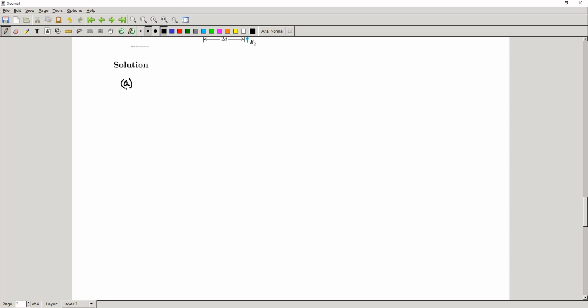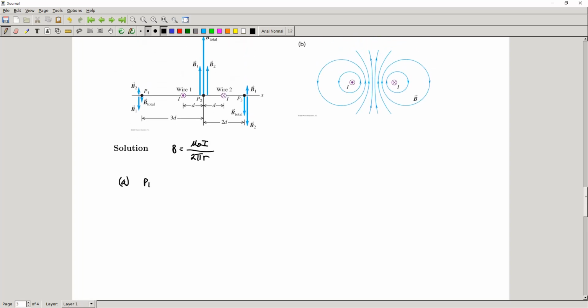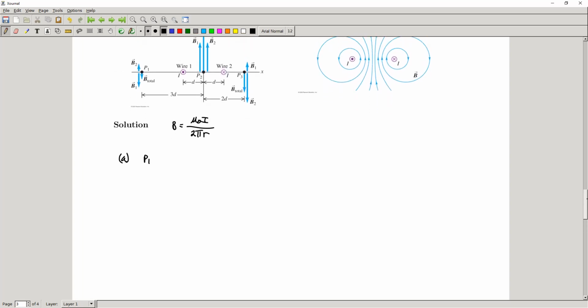So in part A, let's remember, we're going to be using this expression for the magnitude of the magnetic field from above. It's the magnitude of the magnetic field outside of an infinite wire. Okay, and so in part A, let's put it like that.